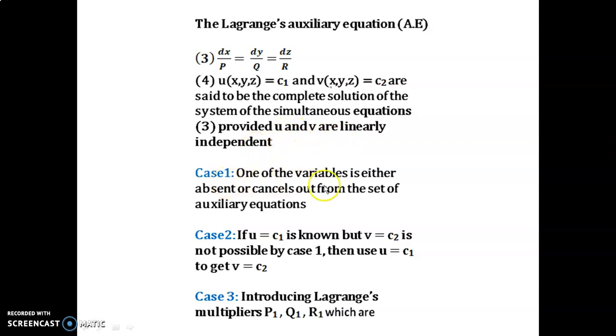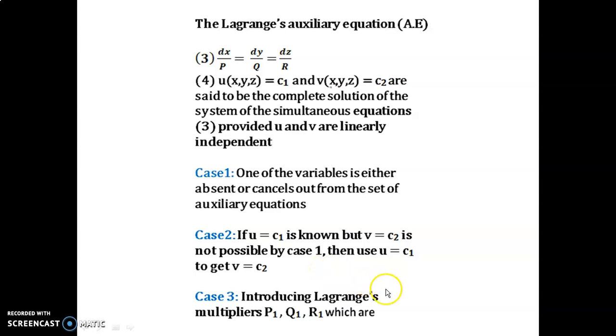Case first, one of the variables is either absent or cancels out from the set of auxiliary equations. Case 2, if U equal to C1 is known but V equal to C2 is not possible by case 1, then use U equal to C1 to get second solution V equal to C2.